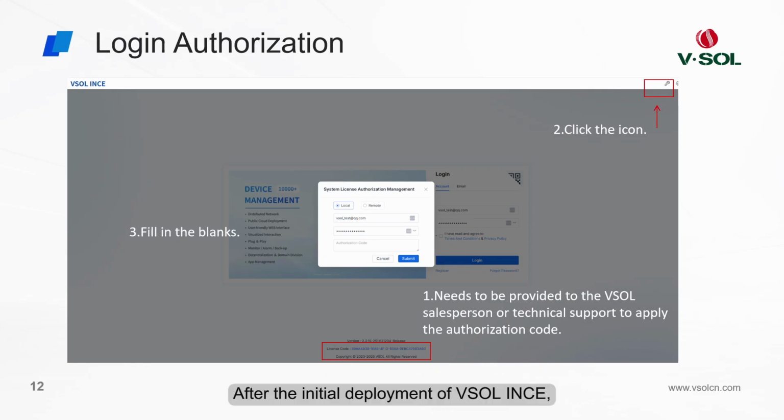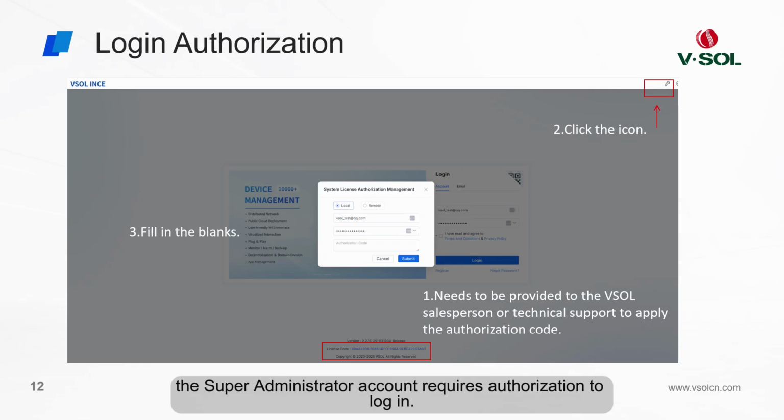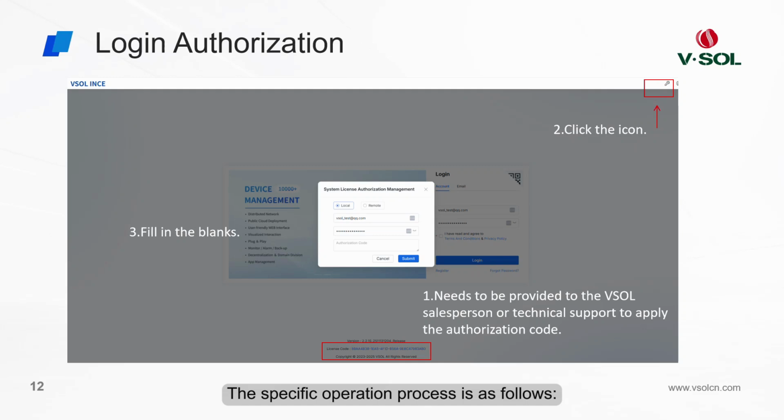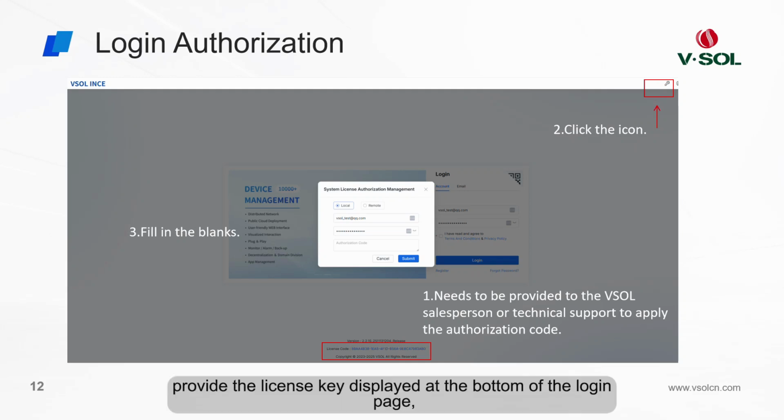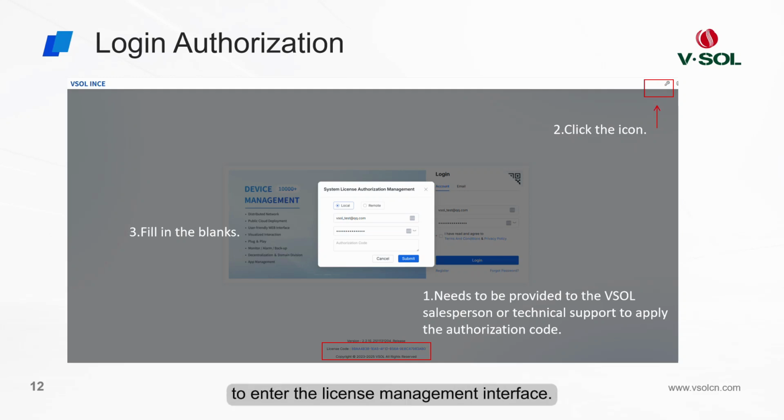After the initial deployment of VSOL INCE, the Super Administrator account requires authorization to log in. The specific operation process is as follows. Contact VSOL sales personnel or technical support staff. Provide the license key displayed at the bottom of the login page, and they will apply the corresponding authorization key for you. Click the key icon in the upper right corner of the login page to enter the license management interface. Use the Super Administrator account and the obtained key to complete the authorization.